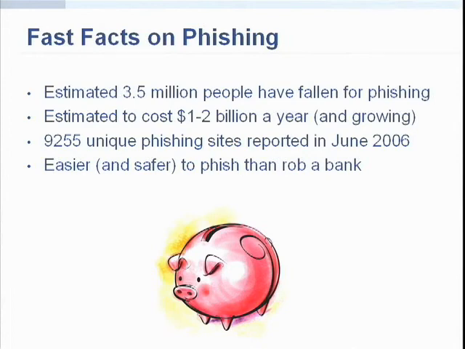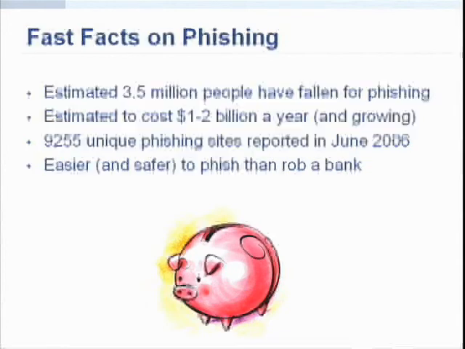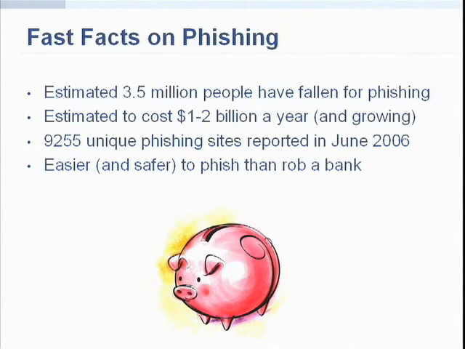Okay, so that's a non-trivial number by any kind of metric. It's estimated to cost about $1 to $2 billion a year, and this is rapidly growing. The derivative is very, very high. Okay, so the $1 to $2 billion is in terms of fraud, in terms of lost revenues, and also in terms of emptied bank accounts. There are about 9,255 unique phishing sites reported in June 2006 alone. Okay, so that's just one single month.